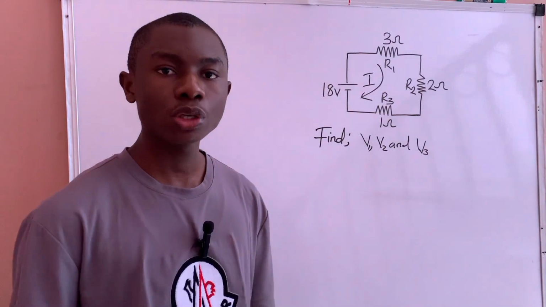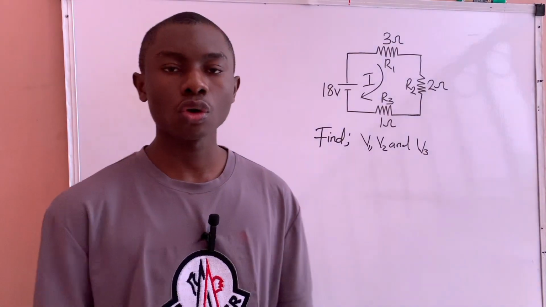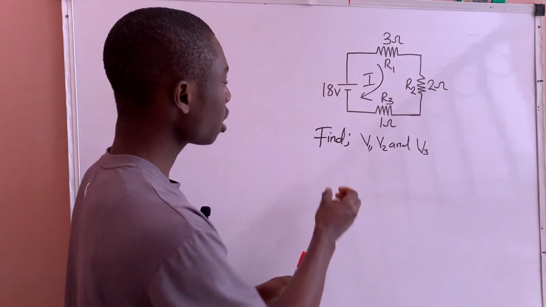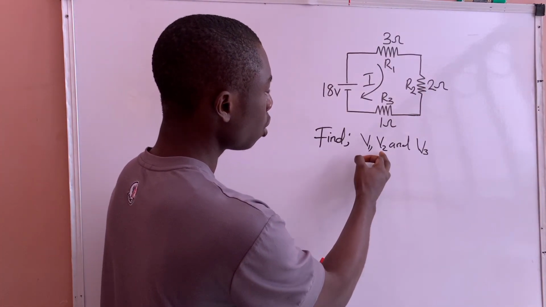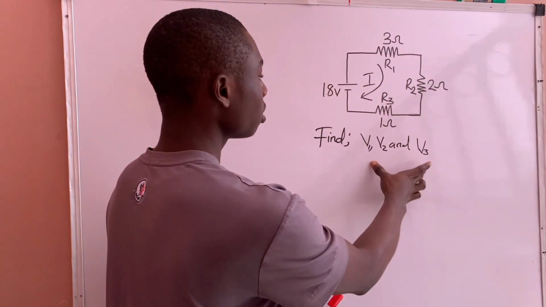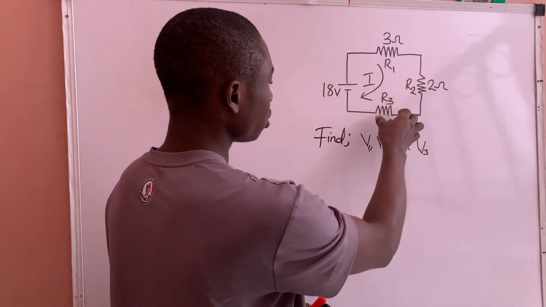In this video, I will show you how to find the voltage drop across a resistor using Ohm's law. Let's consider the circuit above. We are asked to find V1, V2, and V3. These V1, V2, and V3 are the voltage drop across each individual resistor.